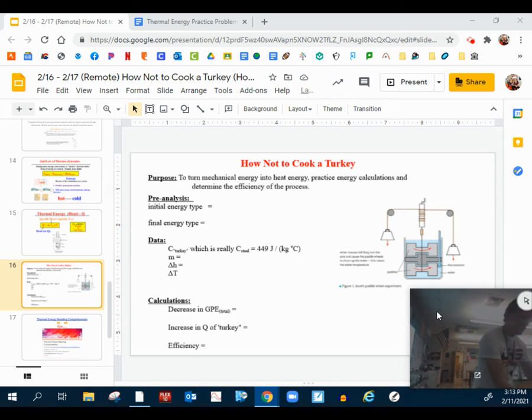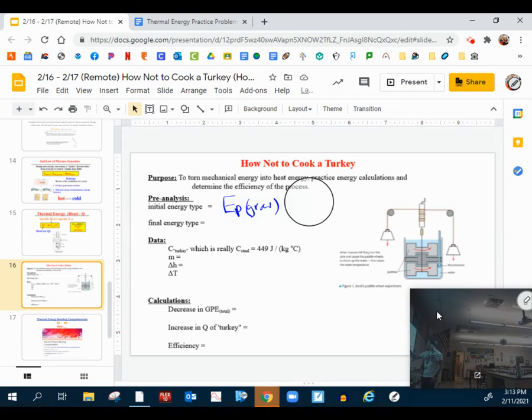So the initial type of energy that we're dealing with today, the gravitational potential energy, E_p grav, is equal to mgh. Sorry, fix that. It is equal to mgh. And the type of energy that that is going to turn into, the final type of energy, is Q, or heat, and equals mc delta T.